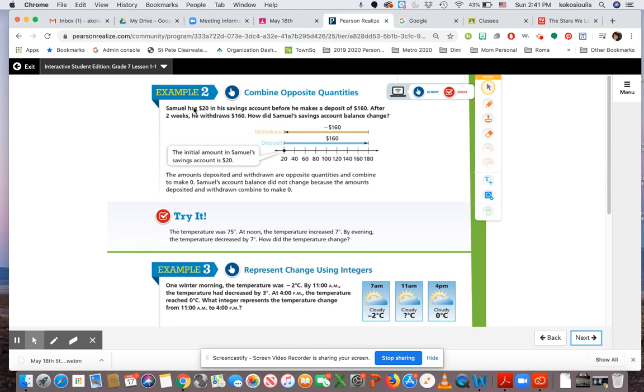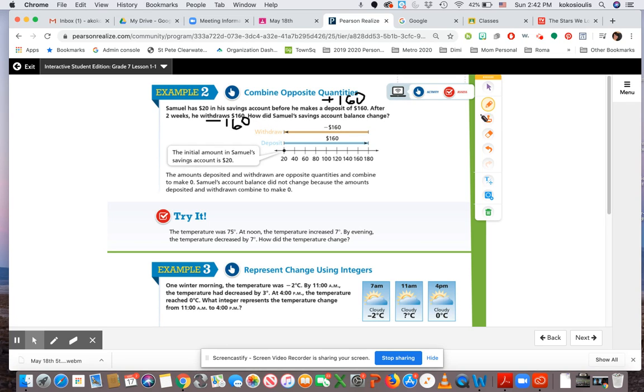Samuel has $20 in his savings account before he makes a deposit. And if you don't know what deposit is, it just means a plus. You're adding money. And a deposit is always a plus, right? After 2 weeks, he withdraws. If you don't know what withdrawal means, it means he's taking out money. So here he's taking out $160.